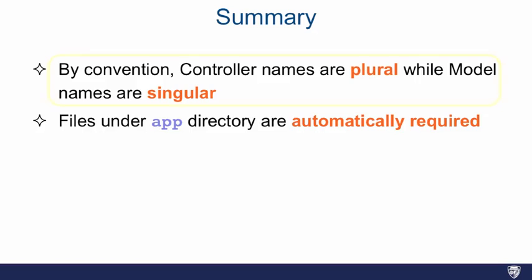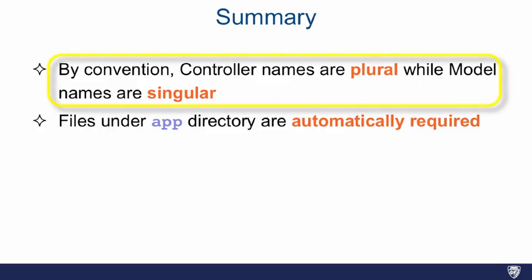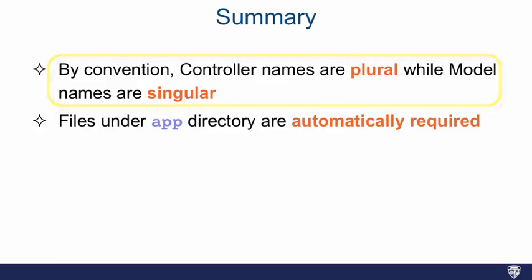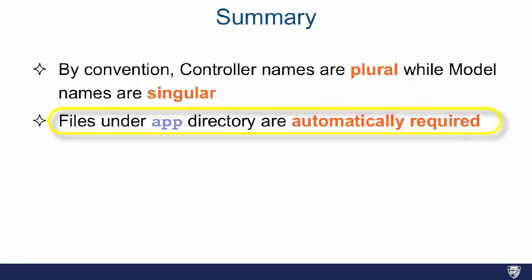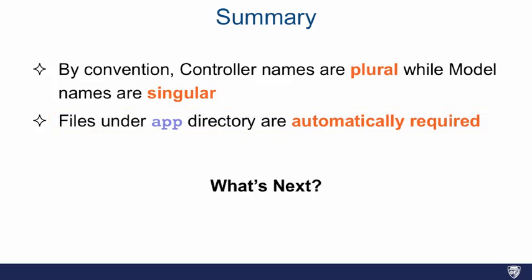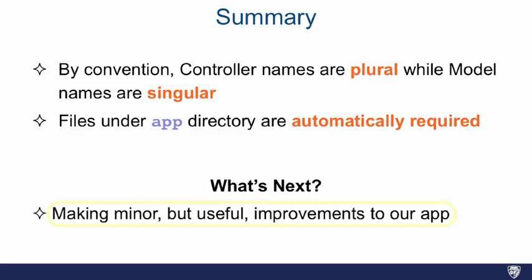So the summary: by convention, controller names are plural, model names are singular, and files under the app directory are automatically required. So a few slides back, if you saw, we didn't even have to require the Coursera class because it automatically gets included in our code. What's next? Making minor but useful improvements to our application.